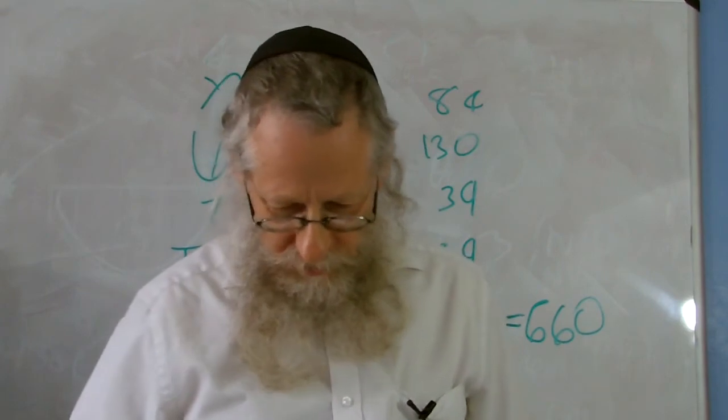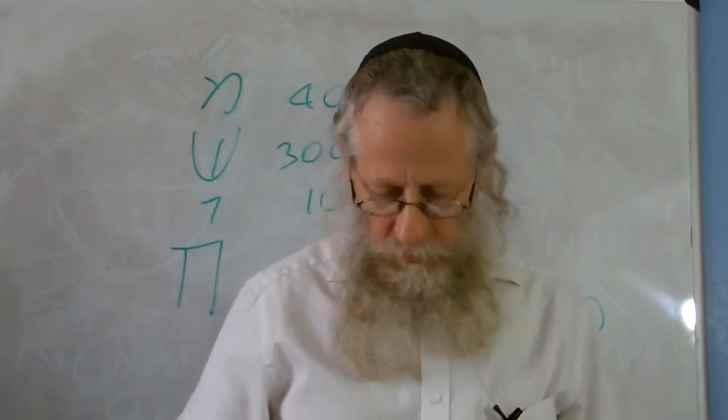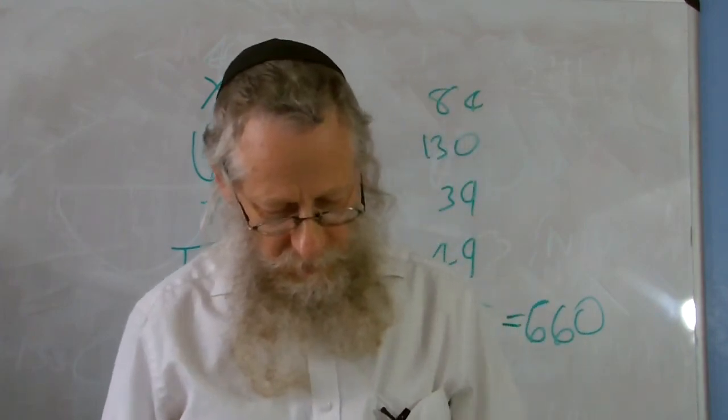Mashiach is not an ox, just don't go away thinking that. But this is how gematria works in showing us deeper understanding.